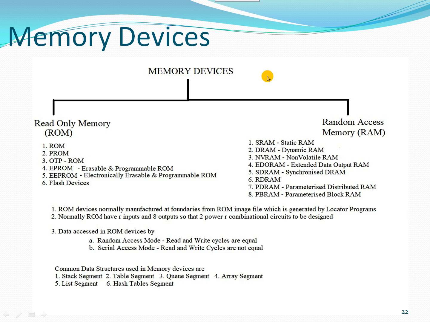Normally the data accessed in a ROM device is through two modes. One is random access mode, another one is serial access mode. So some of the ROM devices can be rewritable ROMs.